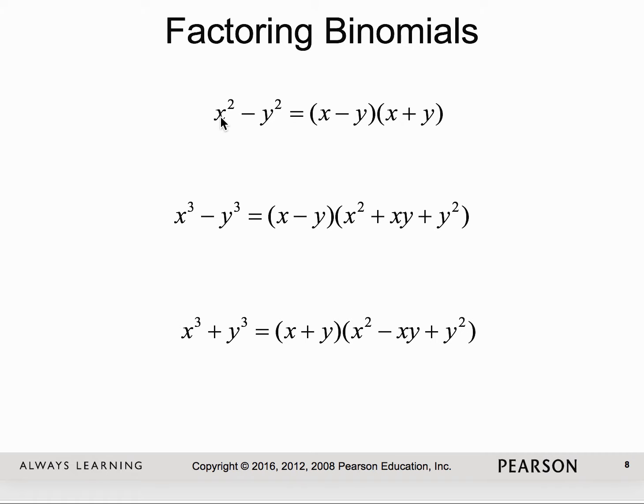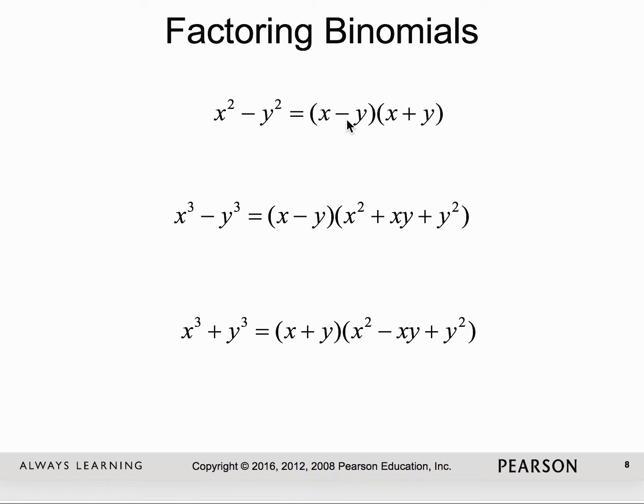Now the sum of squares, if this had a plus, it doesn't factor. It's not on the list. Sum of squares doesn't factor. Guaranteed there will be at least one sum of squares on your test. It's not going to factor. Sum of squares does not factor. But if they're all cubes, it can be a plus or a minus.